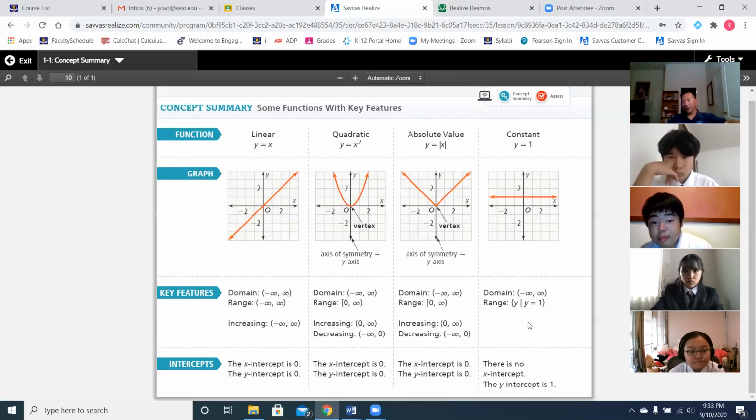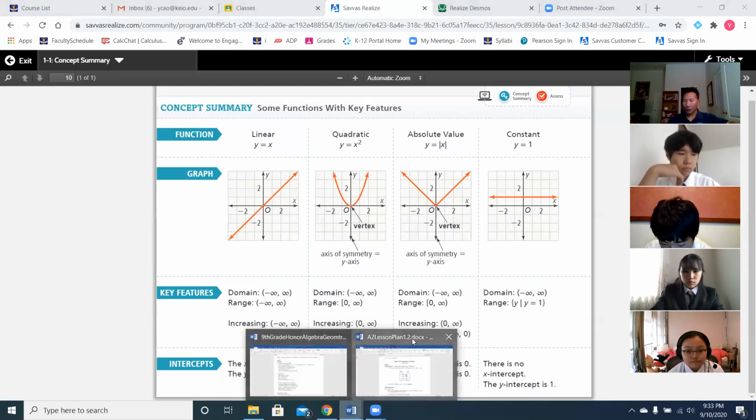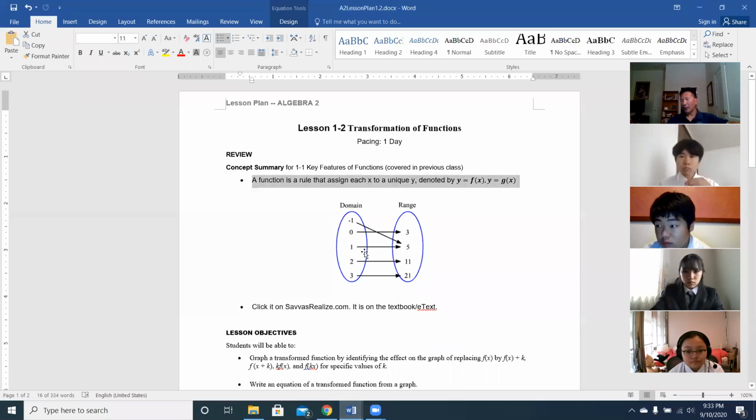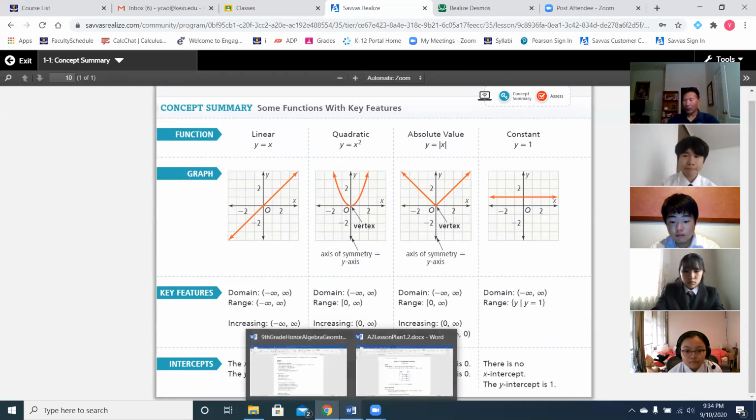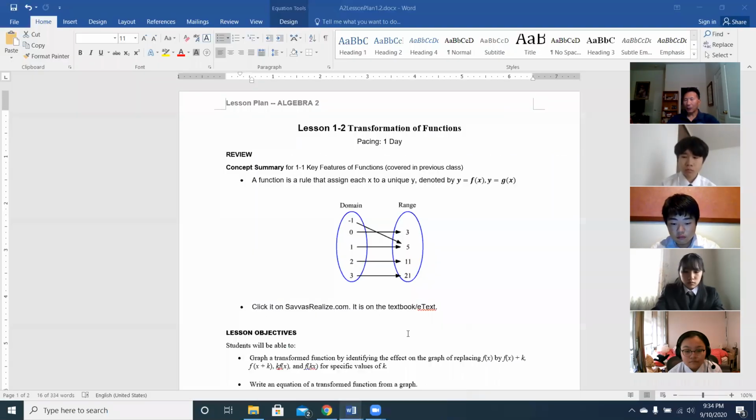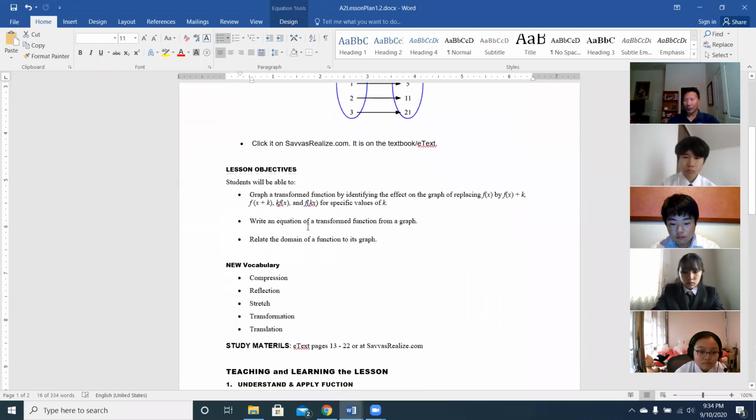So that's a summary and a review of what we learned about functions. First, you need to understand the definition and the diagram. Then we talked about domain, range, increasing, decreasing, and x-intercept, y-intercept. That's all we learned so far. Any questions? If you don't have a question, we're going to cover new stuff.